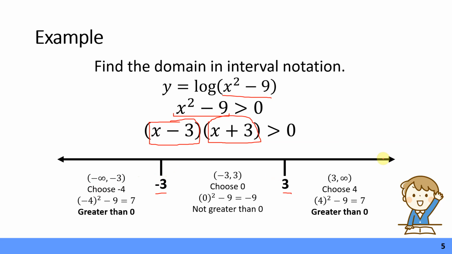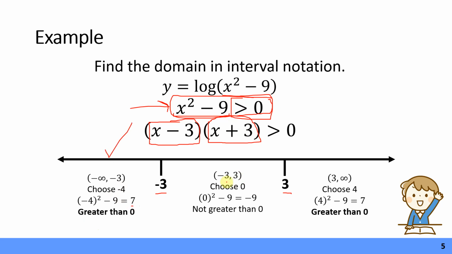Now, we're going to have to test points. So I choose a number in each interval. Here I chose -4, on this interval I chose 0, and on this interval I chose 4. To evaluate them, I'm just going to come back to this one. Please don't go back to the log because, again, to find the domain, we just care about whatever's inside. I put the number I chose, -4, in here. So -4 squared minus 9 gives me +7. Again, we're looking for numbers that are greater than 0, so this one is greater than 0.